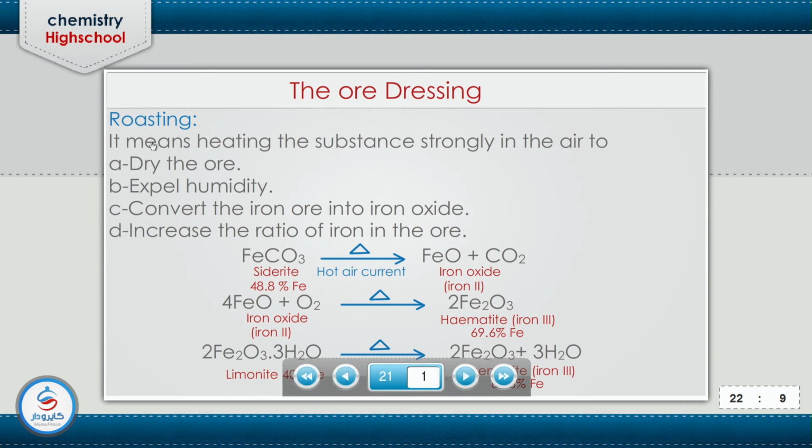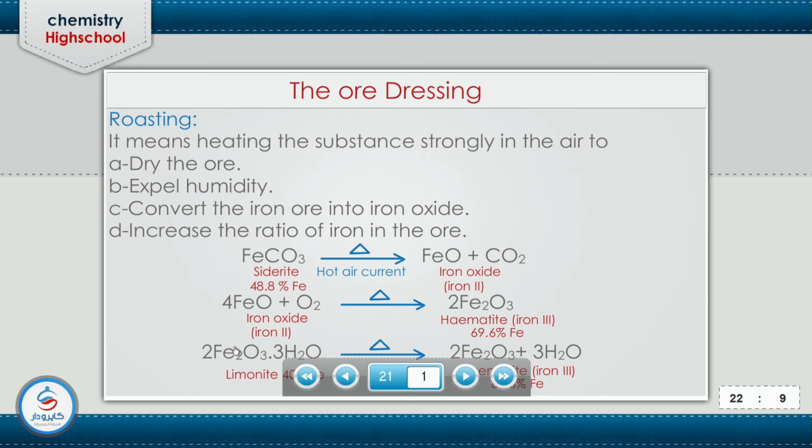The roasting process means heating a substance strongly in the air to, A, dry the ore, B, expel humidity, and C, convert the iron ore into iron oxide and increase the ratio of iron in the ore.